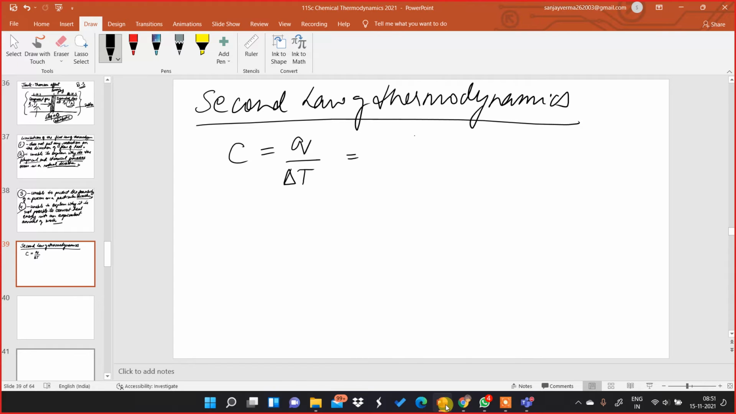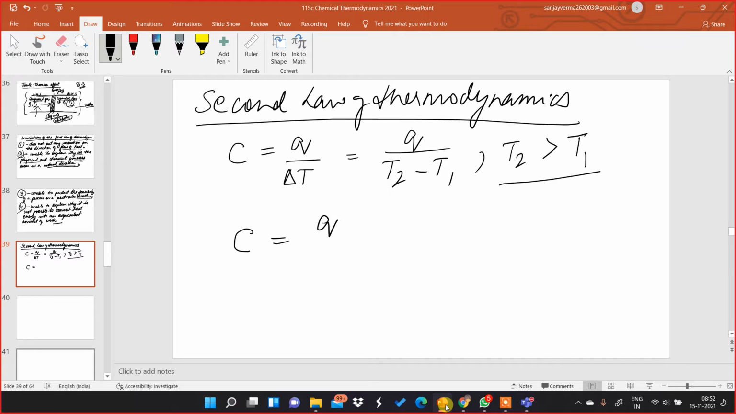Now how do we get delta T? We get delta T by subtracting T2 minus T1, because it is the amount of heat required to raise the temperature, which means the final temperature is greater than the initial temperature. This has to be kept in mind. On this basis, we can get a differential equation for heat capacity, where C is equal to dq by dT. This is a differential equation for heat capacity.